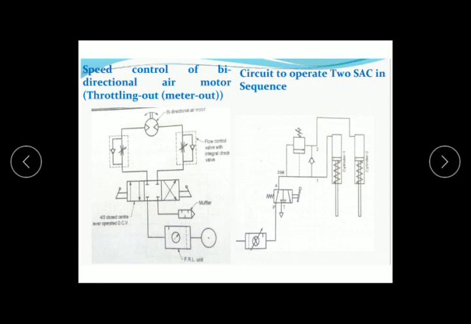The sequence is: extension of cylinder 1 creates back pressure, that back pressure opens the sequence valve, and the sequence valve transfers the air pressure to cylinder 2. In this way, we get the sequence of cylinder 1 and cylinder 2 for the extension. As it is a single acting cylinder, the retraction will automatically take place once the pressure is released by the spring.